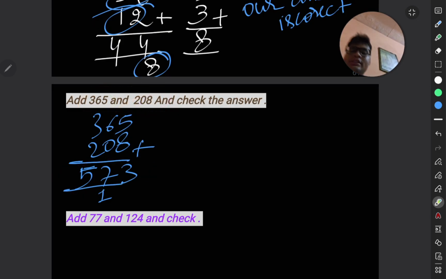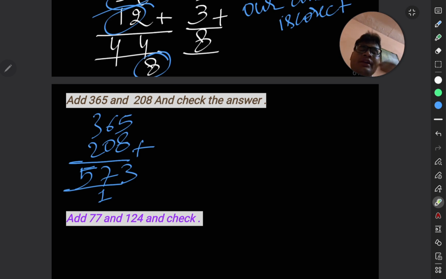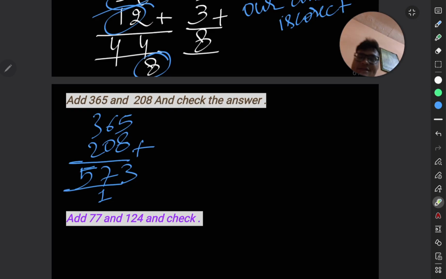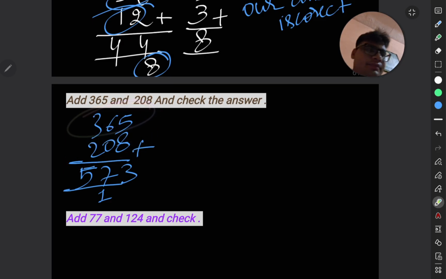And now we will check this answer, whether it is correct or not. Then what is the process? The first step is we have to add the two numbers given in the question. And then the second step is we have to find the digit sum of the individual numbers which took part in the addition. Okay, so here is 365 and 208.